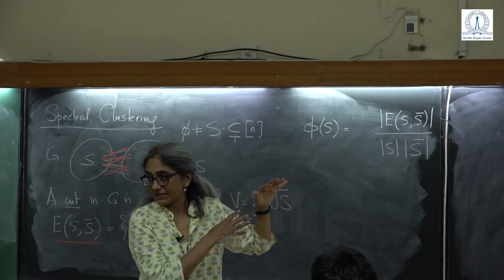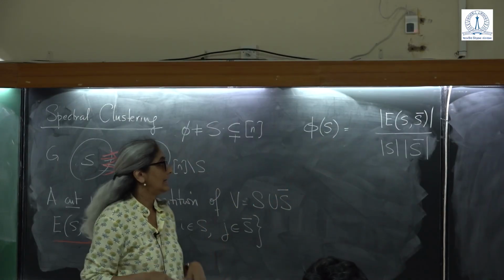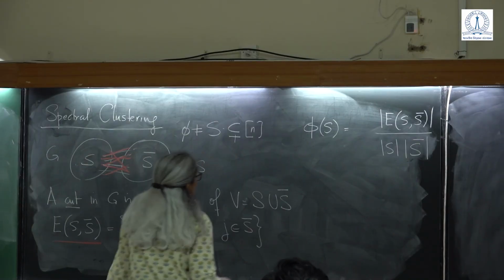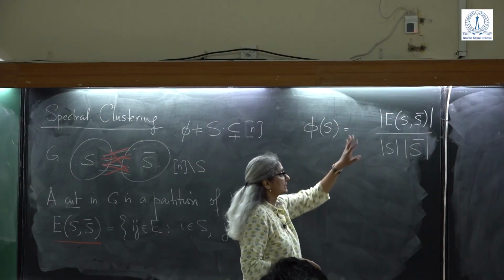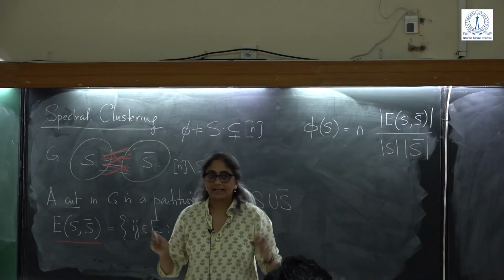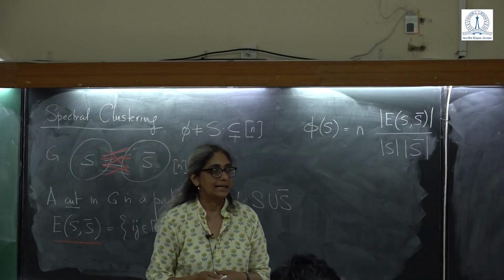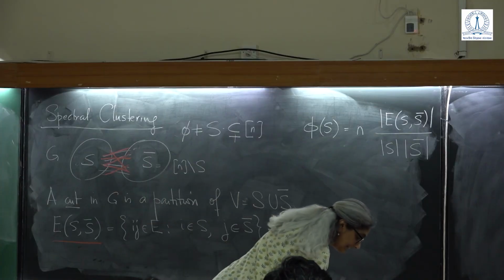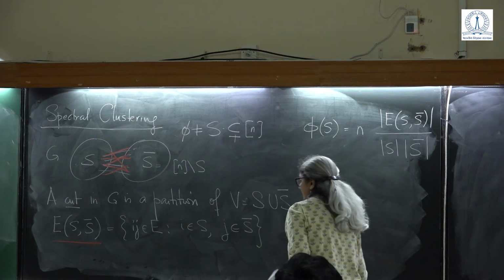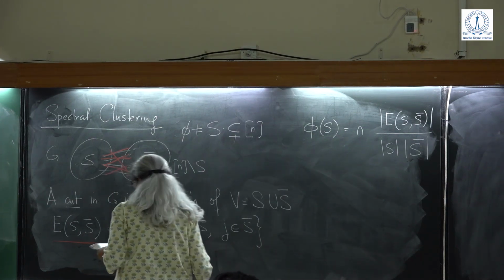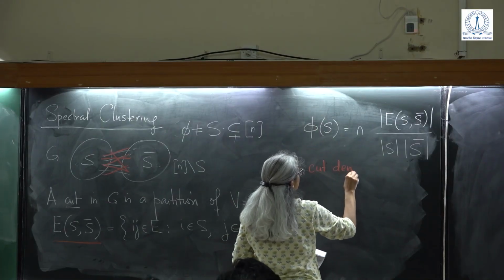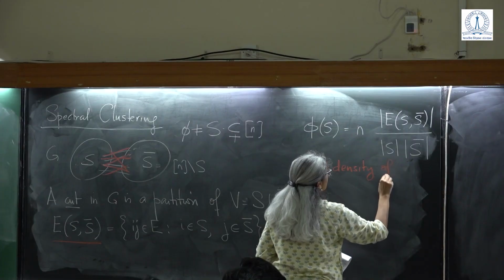So this makes sense, because it's a relative quantity. It's between 0 and 1. But in computer science, people do different things. For today, we're going to multiply this by n. n is just a constant, the number of vertices. And this quantity is called the cut density. It's called the cut density of S, so it depends on S.